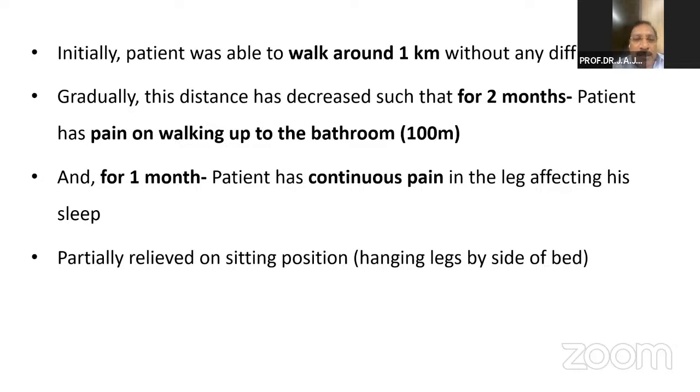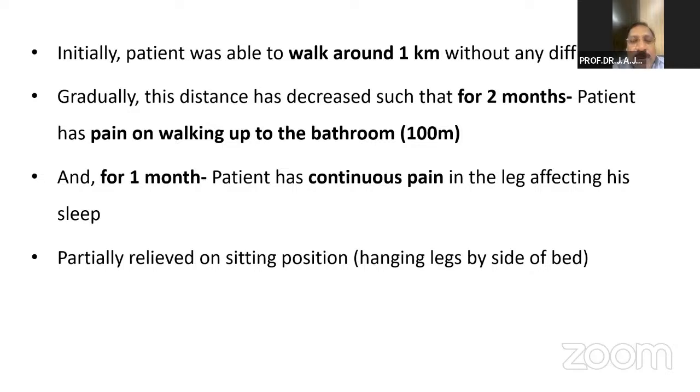What is the definition of claudication pain? What is the criteria of claudication pain? Sir, it should be reproducible. It is a reproducible muscular pain, cramping in nature. It is brought on by walking, and it should be relieved when the patient takes adequate rest.